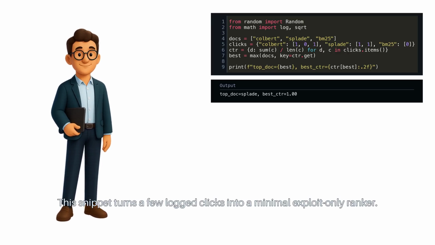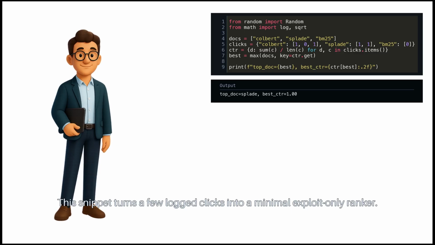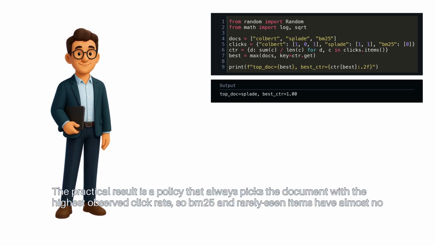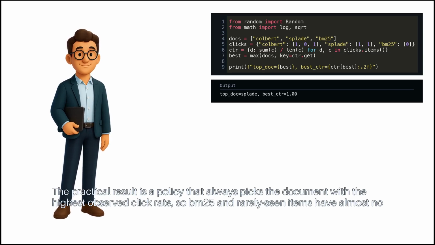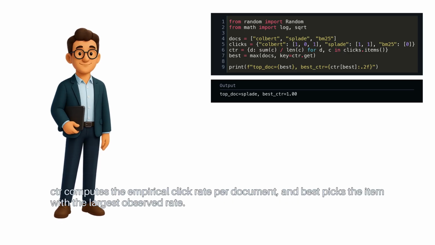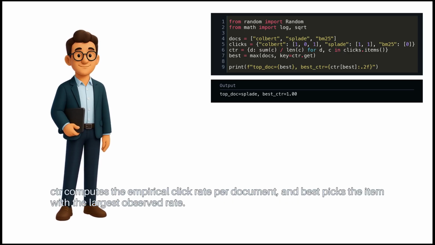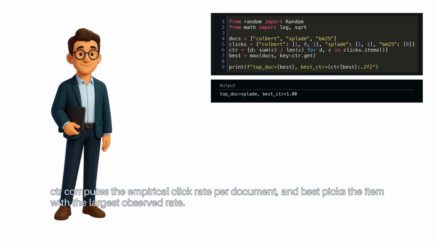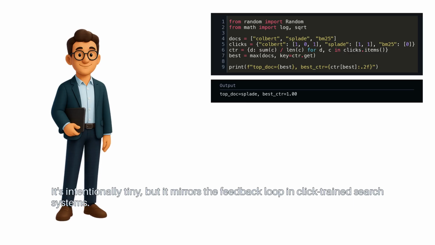This snippet turns a few logged clicks into a minimal exploit-only ranker. The practical result is a policy that always picks the document with the highest observed click rate. So BM25 and rarely seen items have almost no chance to come back after a bad impression. CTR computes the empirical click rate per document and best picks the item with the largest observed rate. It's intentionally tiny, but it mirrors the feedback loop in click-trained search systems.